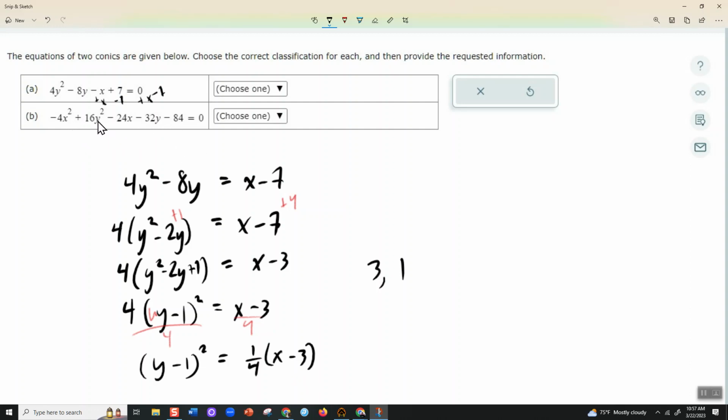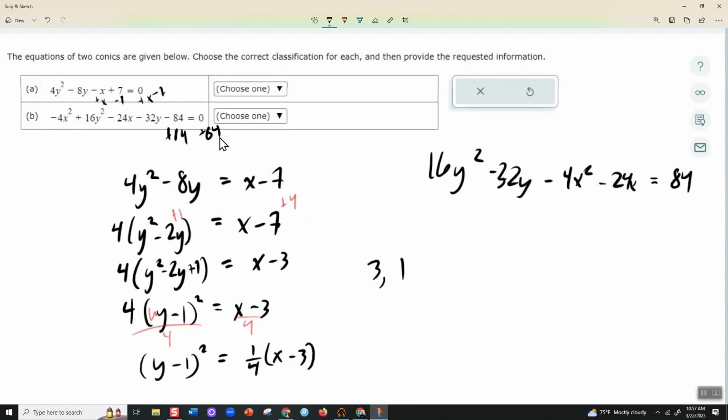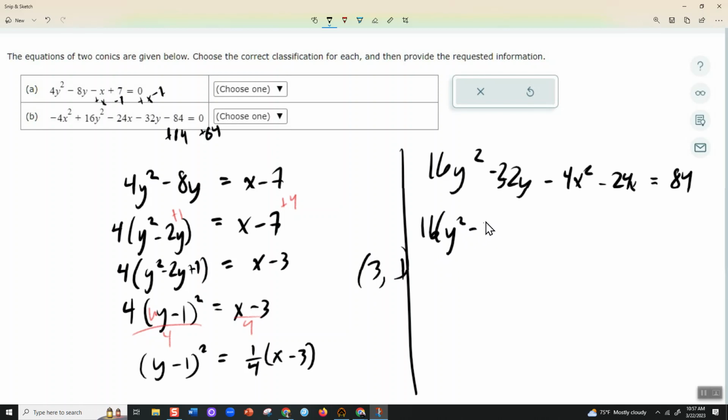I need to get my x values together and my y values. I noticed that x is negative, so I'm going to do the y's first. 16y squared minus 32y minus 4x squared minus 24x equals 84. I added the 84 to both sides to get the constant on the other side. Now I'm going to factor 16 out from the y squared minus 2y, minus 4 times x squared plus 6x equals 84. Going to add 1 to complete that square, times 16 is plus 16. I'm going to add 9 to complete that square, times negative 4 is negative 36. So I've got 84 plus 16 minus 36. If I add 16, that would be 100. 100 minus 36 is going to be 64.